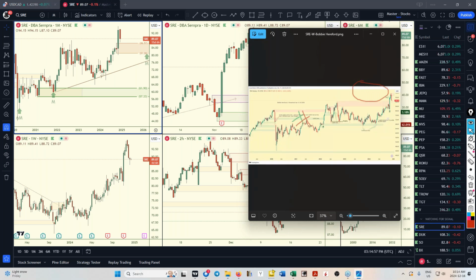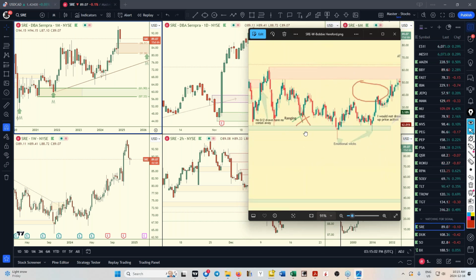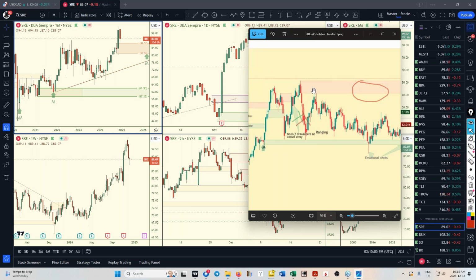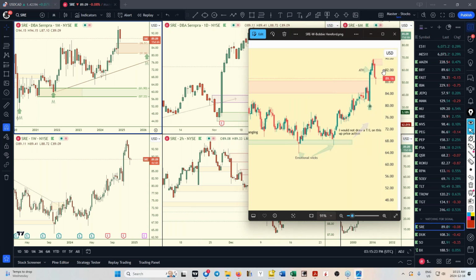I double checked. Yeah, I wouldn't have drawn supply there. That doesn't look like supply to me because of the way it's shaped, you know what I mean? It led me to doing analysis on the daily chart. No, I wouldn't draw demand up there. It's a momentum candle with a little extra wick on the top, but I wouldn't draw demand or supply up there.